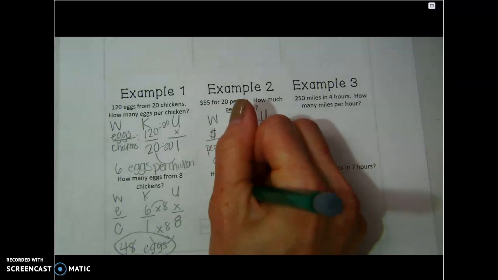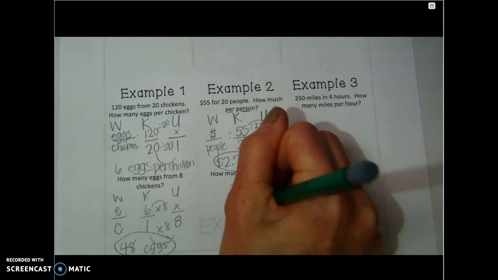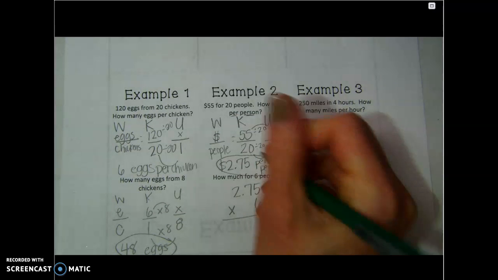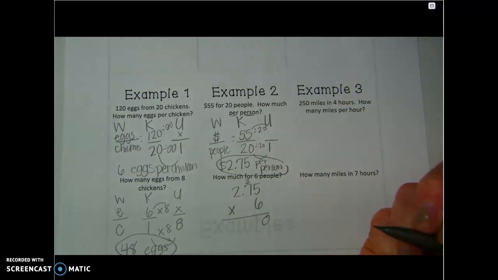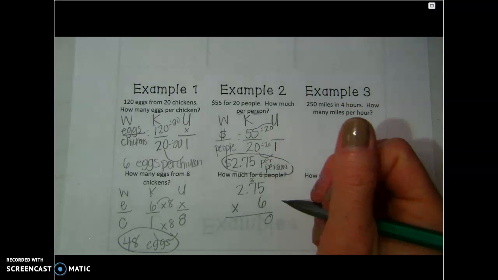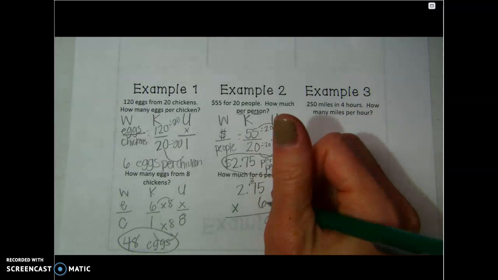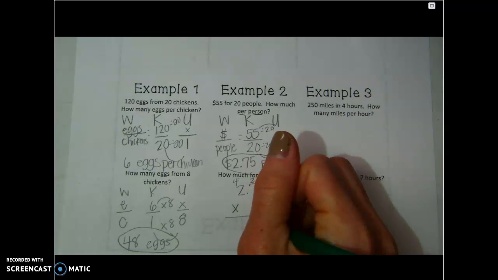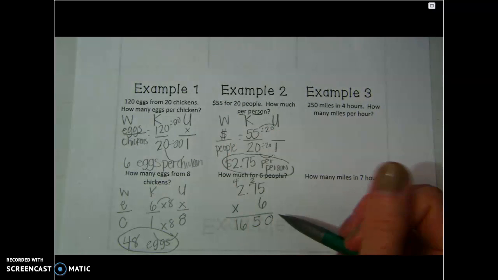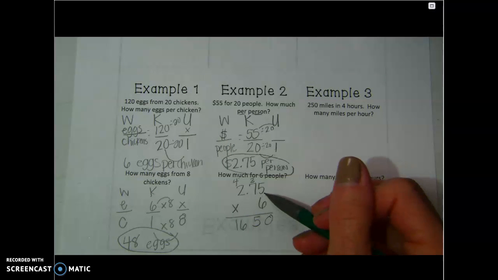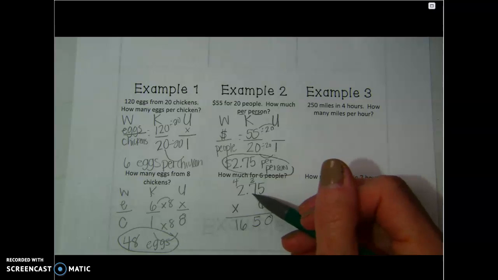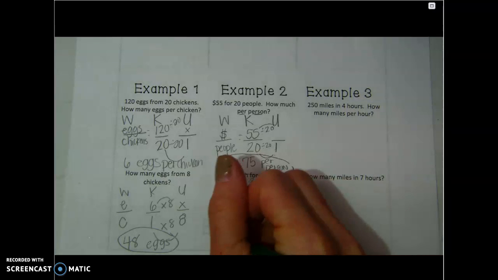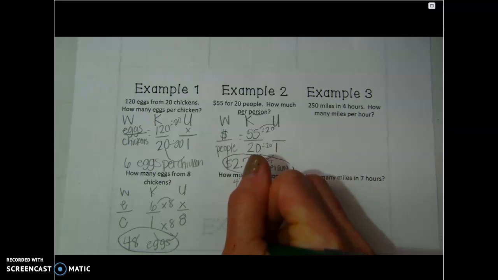So I'm just going to put $2.75 times 6. I know it's been a minute, but let's work this out. 6 times 5, 30. 6 times 7, 42 plus 3, 45. Carry my 4. 6 times 2 is 12. Plus 4, 16. Now remember, when we're multiplying with a decimal, we count how many place values we have behind that decimal. So 1, 2. So I'm going to move my decimal 2 places to the left right here. So my answer is $16.50. Very good.